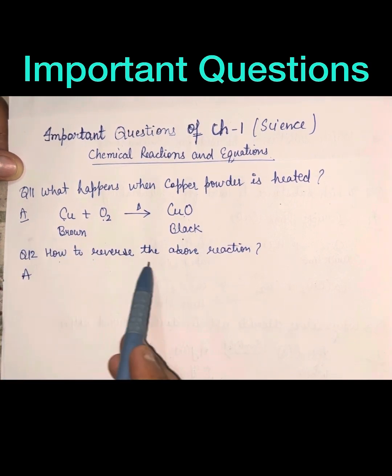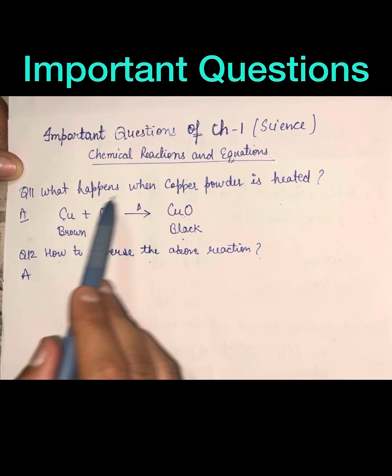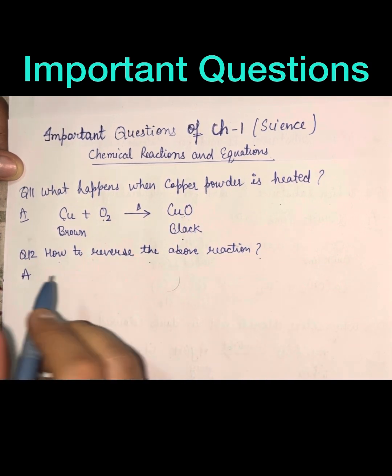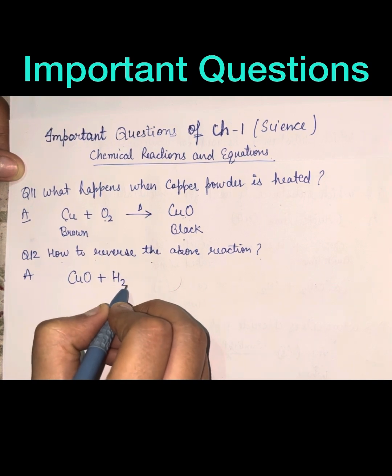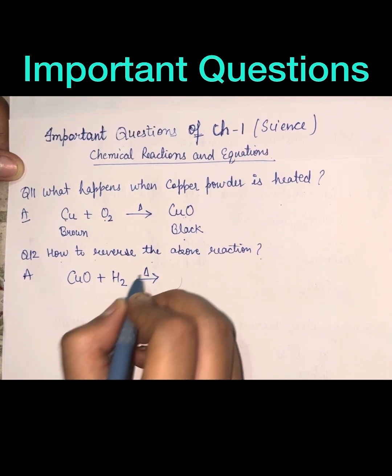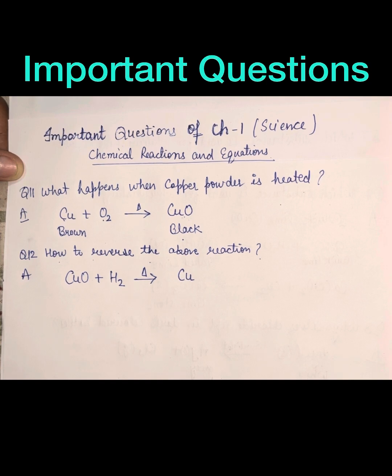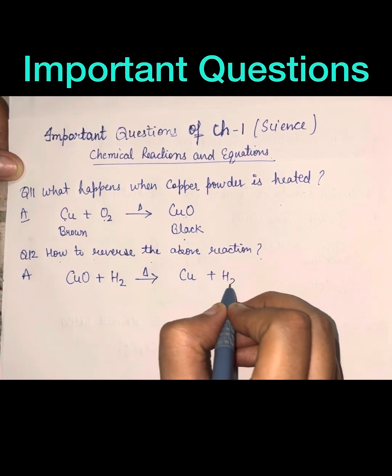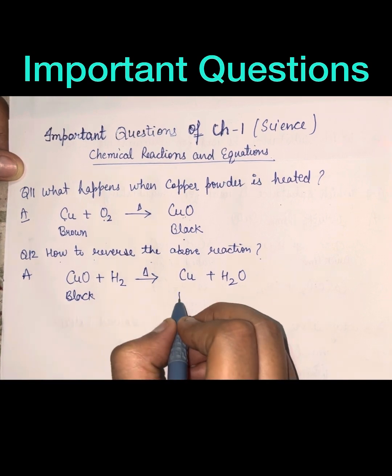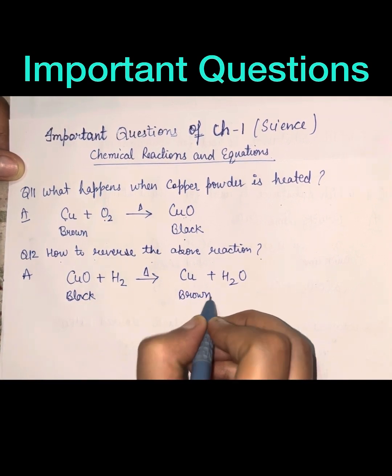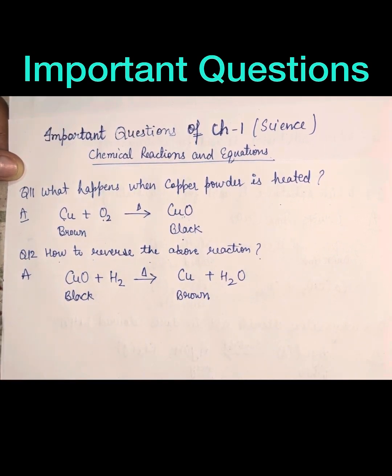Next is: how to reverse the above reaction? Reverse कैसे करें? So बच्चे, for this you need to add hydrogen and then heat that substance. You are getting copper plus H2O. This was of black color, now it is of brown color. So the above reaction has been reversed.